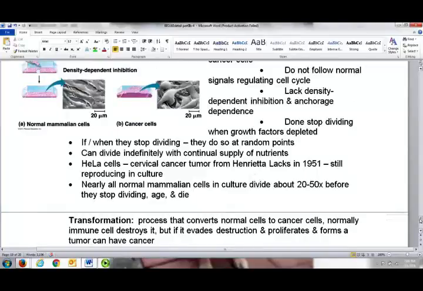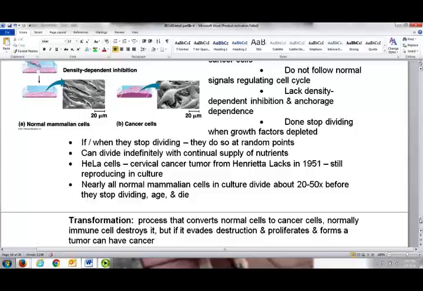So one of the things we know with most normal mammal cells, in a cell culture they can divide between 20 and 50 times before they kind of age off, they stop dividing and they die. With cancer cells, that's not the case. This was actually one of the reasons why the HeLa cells were so important. Years ago, they thought that no cells would be immortal, that it was just part of who they were. Cells would divide up to about 50 times and then they would die.